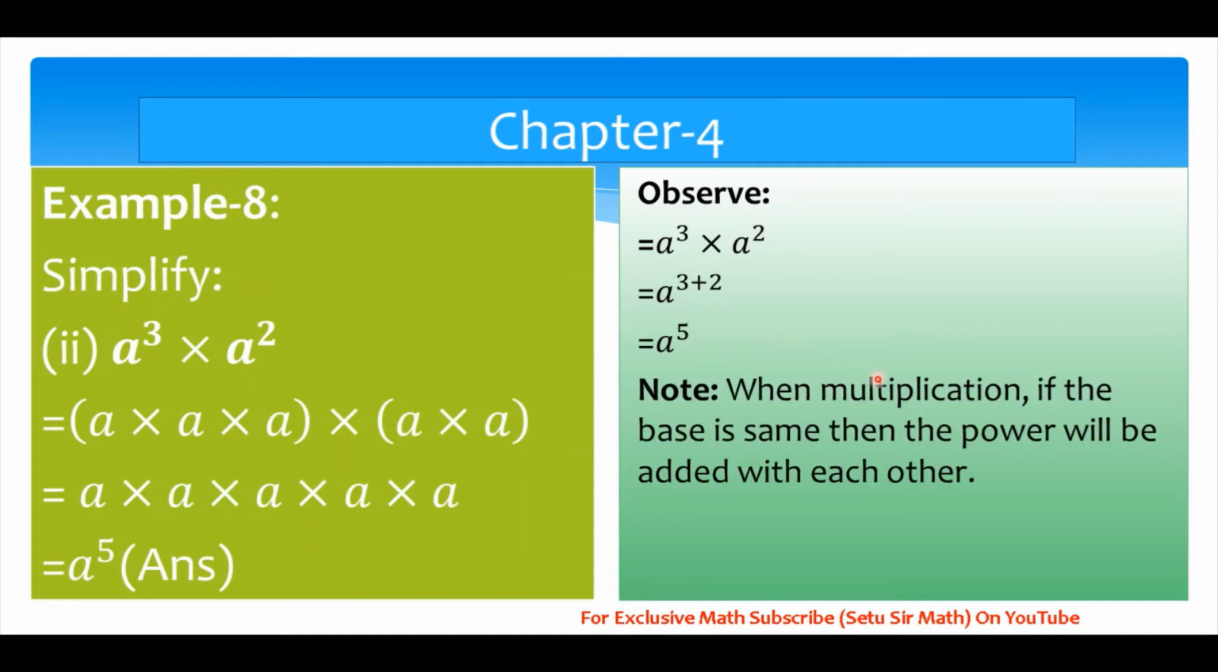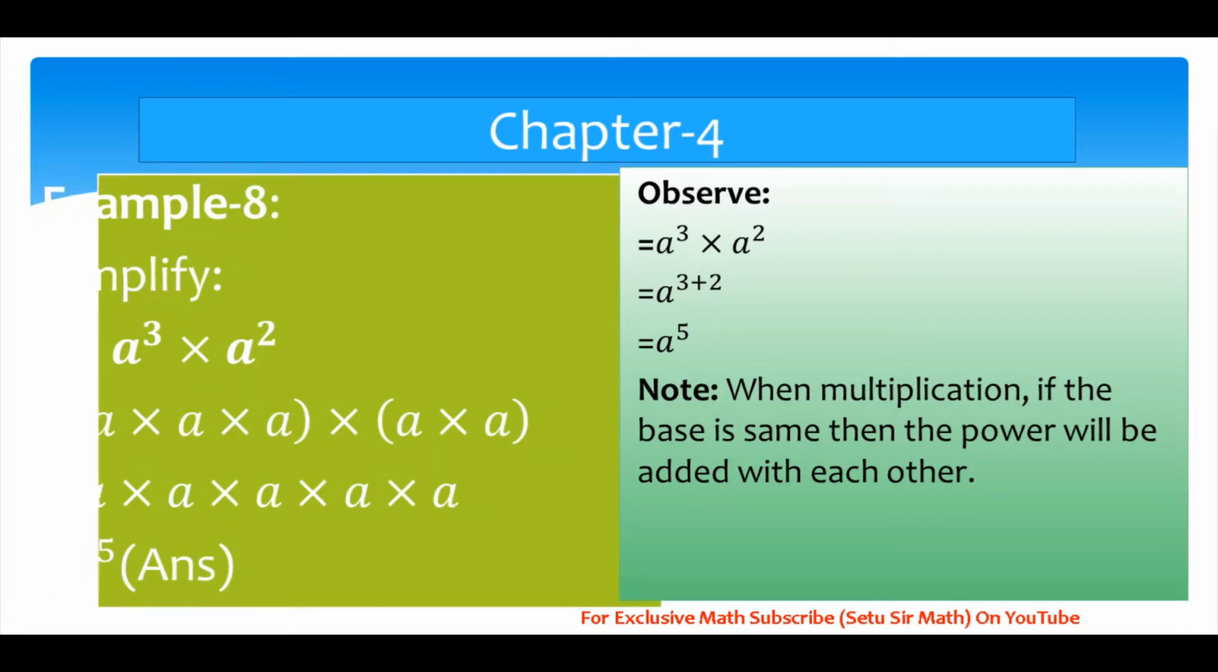Note: when multiplying, if the base is the same, then the powers will be added to each other. Here the base is the same, you can see A and A are the same base, and the powers will be added to each other, and you can see the powers are added.